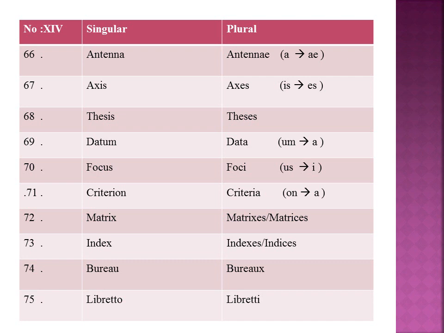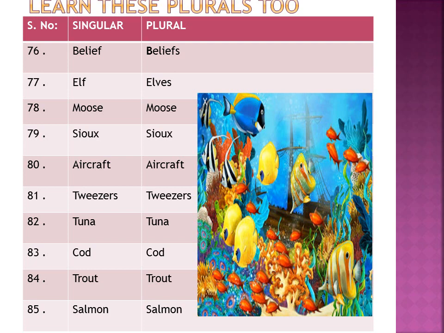The word ends with us. So, cut us and write I. It is fungi. Some more plural forms are given here. The plural of belief is beliefs. If we add VES to this word, it becomes a different word: he believes Jesus Christ.